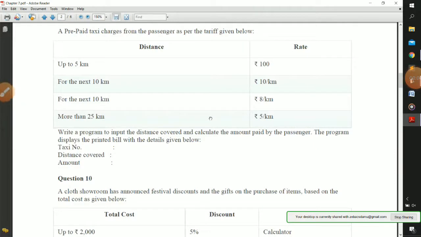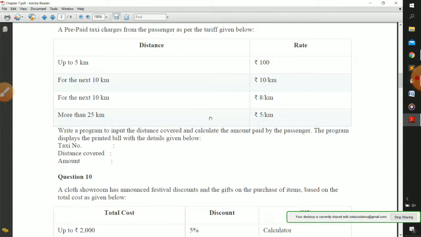Welcome back to the video, and in this video we are going to start from your question number 9. Now you can see on the screen our question number 9: a prepaid taxi charges from the passenger as per the details given below. We have a table over here related to distance and rate.